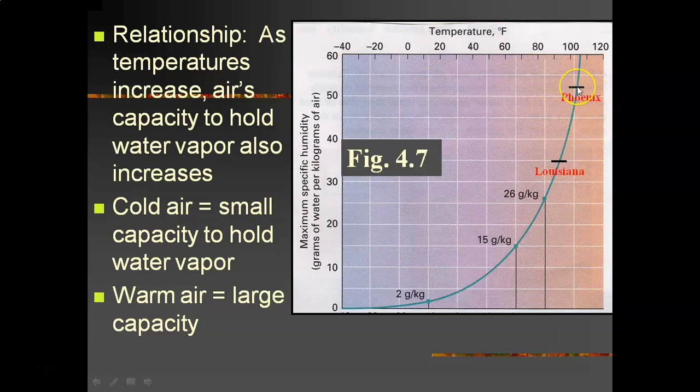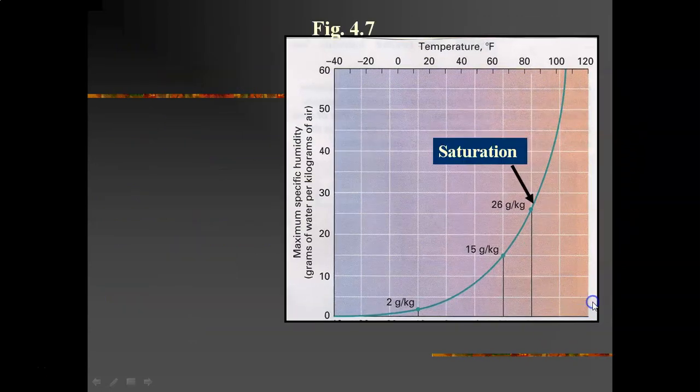Now, Phoenix has the desert of Mexico to the south of it. And so it's rarely filled up. It doesn't have any water to evaporate. And so it's never anywhere near capacity, even though it has a huge one. And so that's why it's a desert.